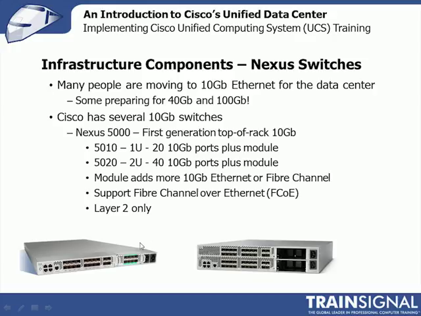Very simple. The modules add other functionality like fiber channel, an additional number of 10 gig ports, or there's combos that add both. The idea of these switches is they're only layer 2, so they do not do any layer 3 routing or inter VLAN routing or anything like that. The idea is they were top of rack switches. The purpose that we've deployed many of these for is fiber channel over Ethernet.